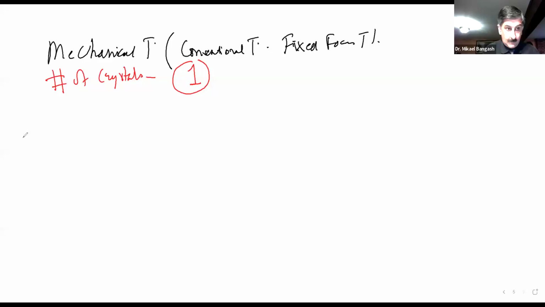Now, next is the shape of the crystal. And here the shape is going to be circular.